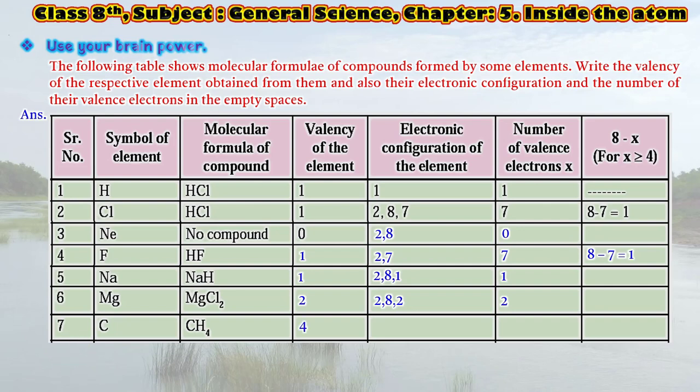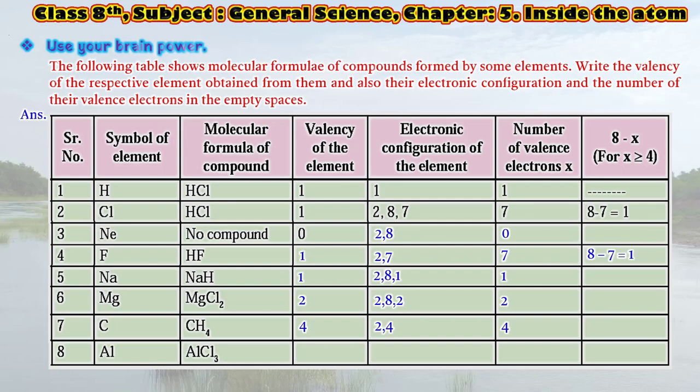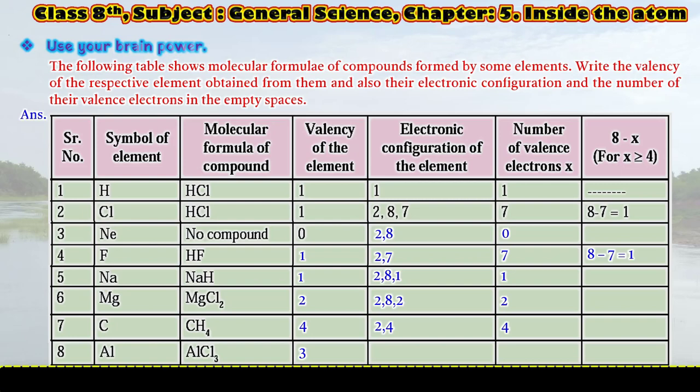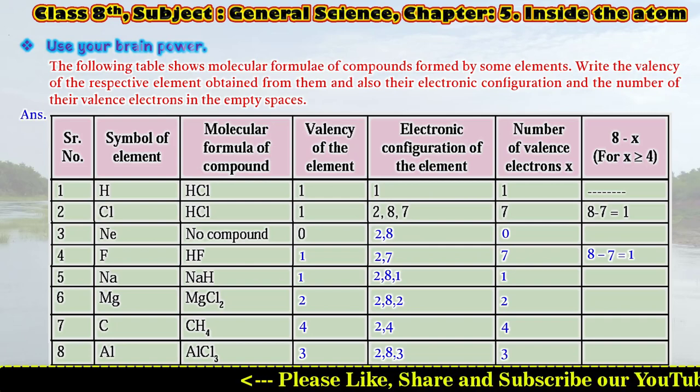Electronic configuration of the element is 2 and 4. Number of valence electrons X is 4. Symbol of element is capital A small l. Molecular formula of compound is AlCl3. Valency of the element is 3. Electronic configuration of the element is 2, 8 and 3. Number of valence electrons X is 3.